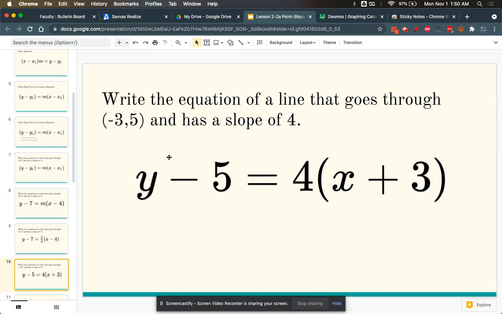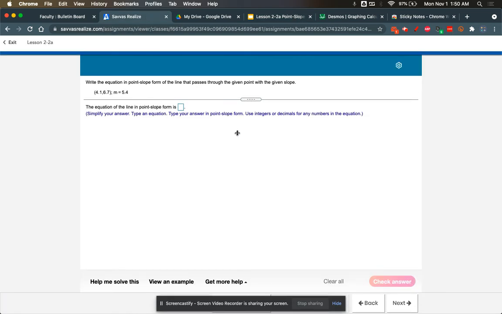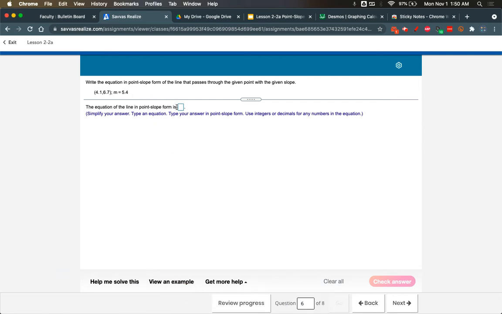Likewise, as this was negative 5, then you'd write y plus 5, and of course the slope is 4. Okay. So most of what you're doing today, whether it's on IXL or Savas, is going to be doing that. So, for example, I'm going to show you the Savas assignment. Okay, the first 6 problems, I believe, out of the 8 is right in point slope form.